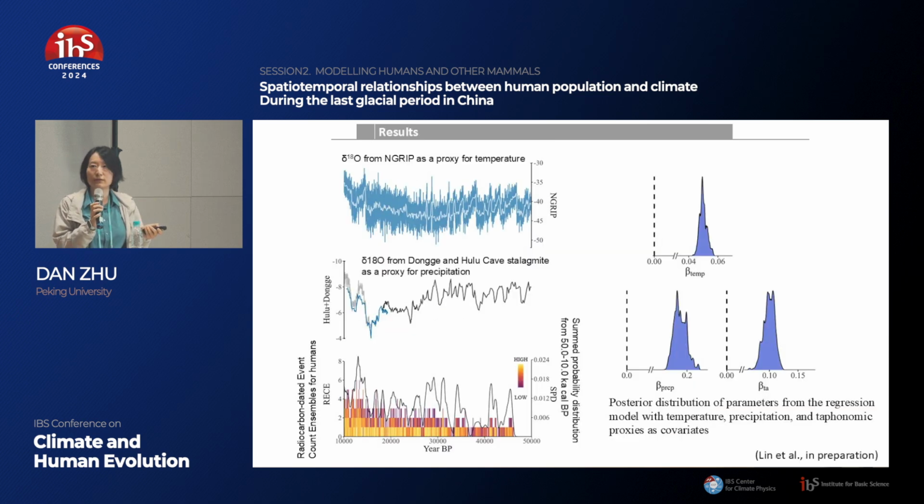So let's first look at the results of the statistical model. The figure below is the REC ensemble derived from the radiocarbon dating in China from 50,000 years ago to 10,000 years ago. For comparison, the traditional SPD curve is also plotted as a black line. Visually they match generally well. On the right shows the regression coefficients of temperature, precipitation, and taphonomy proxies for the population. Both the coefficients for temperature and precipitation are significantly larger than 0, indicating a positive relationship between population and both temperature and precipitation during this whole period. The taphonomic proxy is also significant, indicating that the preservation bias also contributed to this trend of the sample frequency.